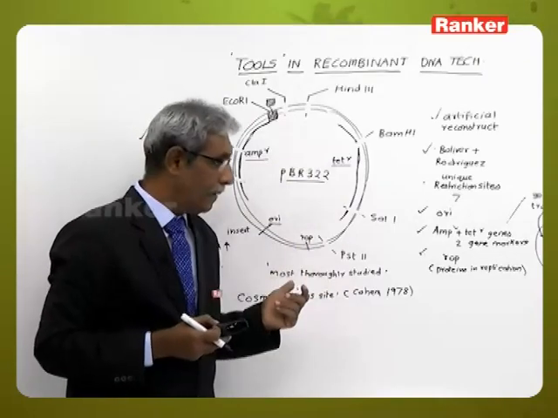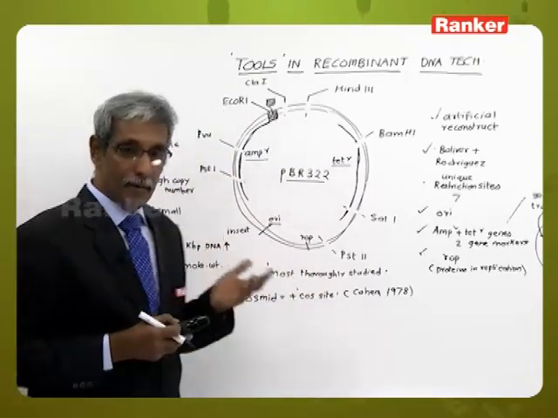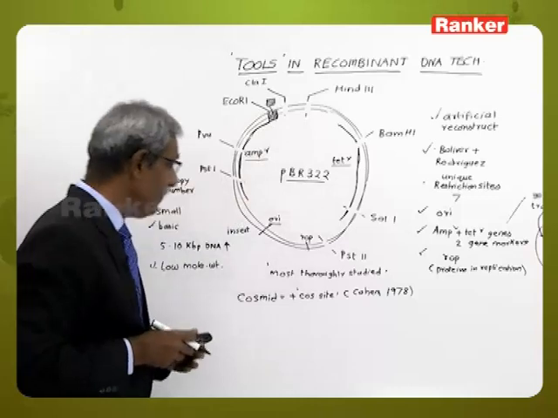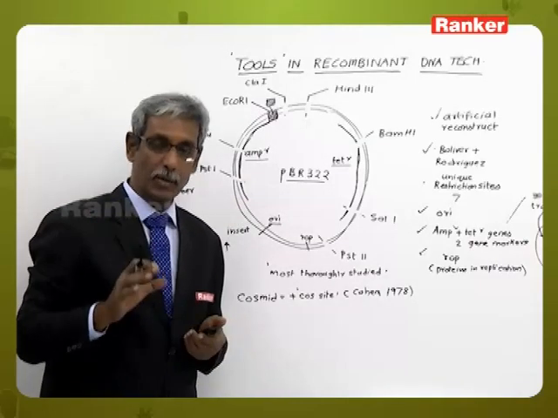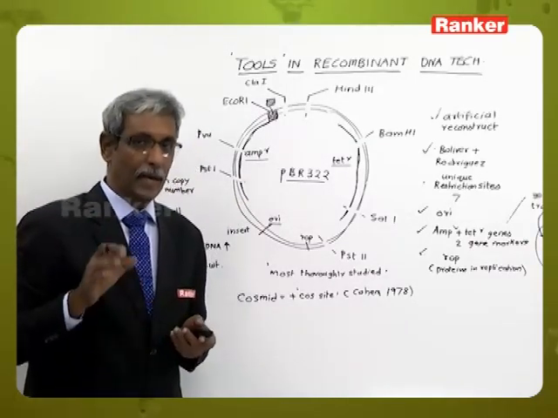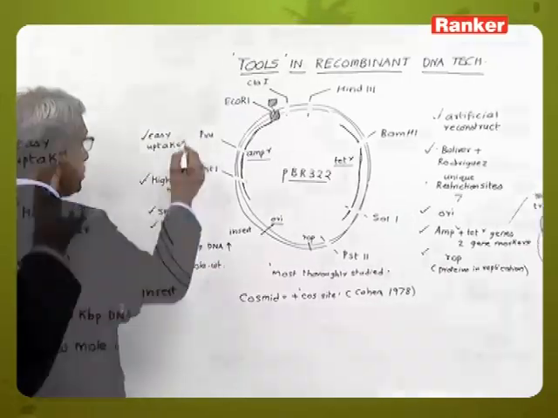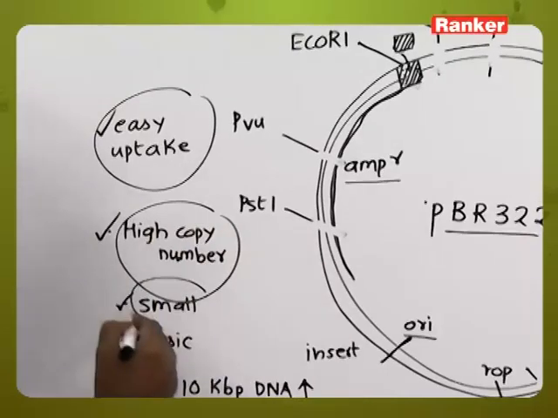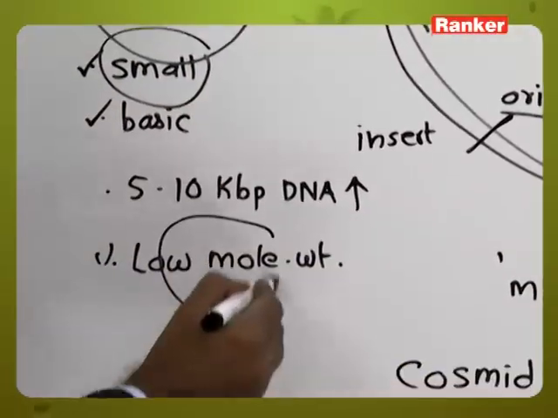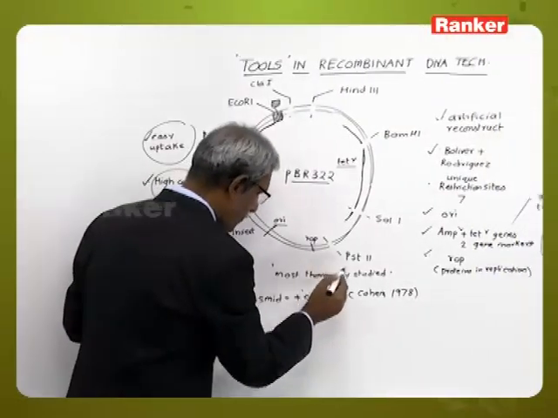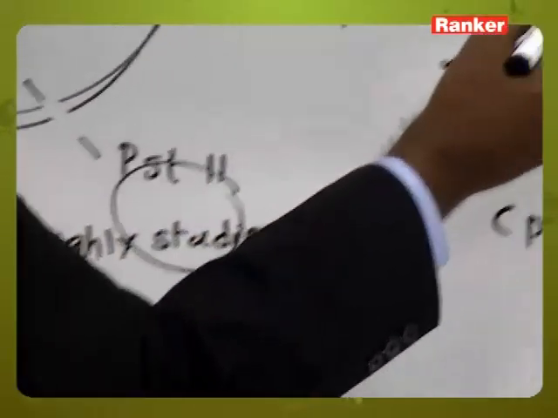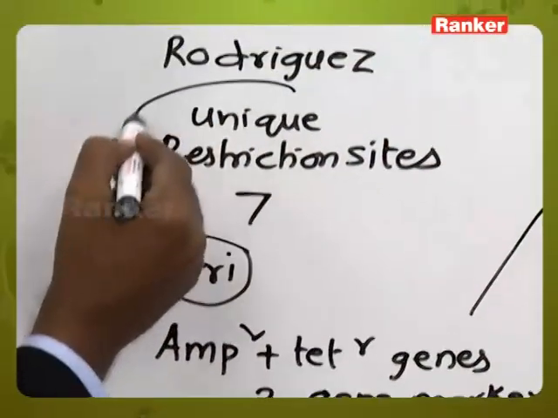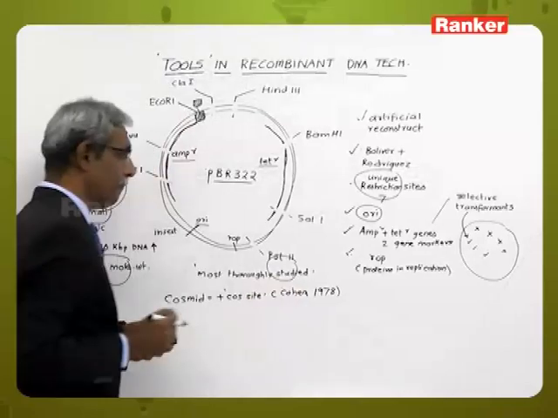So it's very important for us to understand that plasmids are basic tools in genetic engineering. A good plasmid will show easy uptake, it should have a high copy number, it should be small, it should have a low molecular weight, it should be thoroughly studied, it should have an ORI, and it should have unique restriction sites.